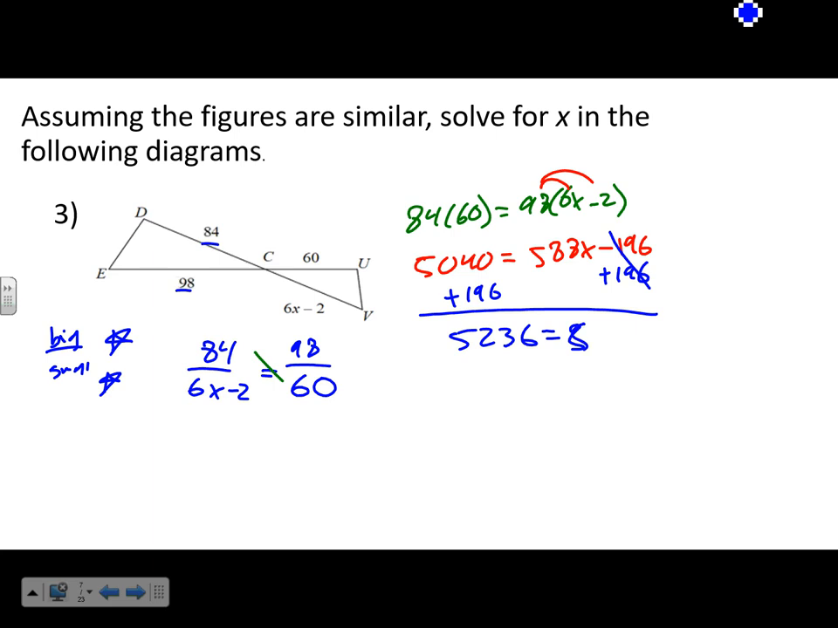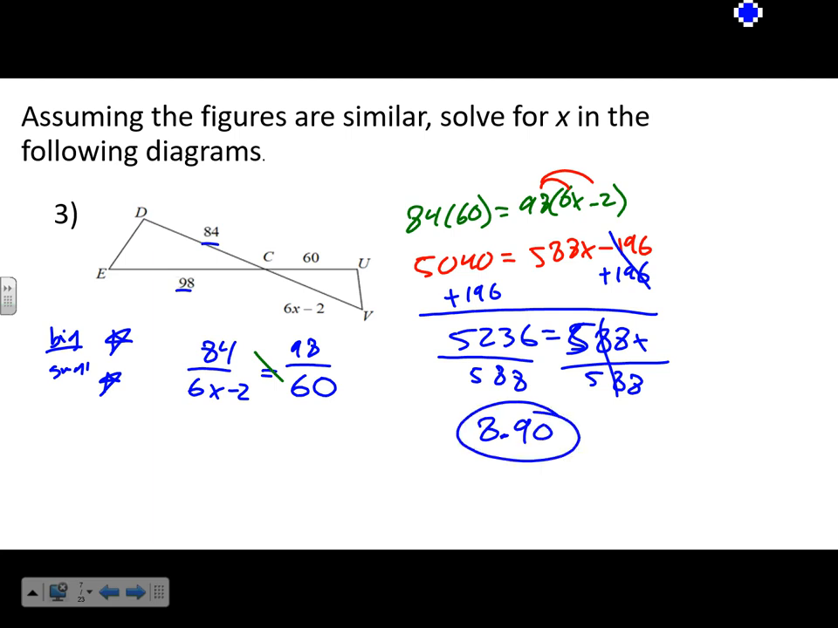Oops, it's supposed to be a 5. Divide both sides by 588. You end up with 8.90. I always like to round to 2 decimal places unless I tell you otherwise. Just to make sure, 84 times 60 is 5,040, and 98 times 6, 98 times 2. Yeah, so everything checks out. I like to double check if I get a decimal or fraction, but it happens sometimes, so that is the answer.